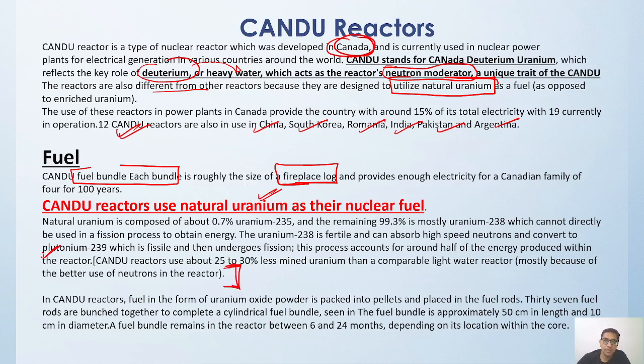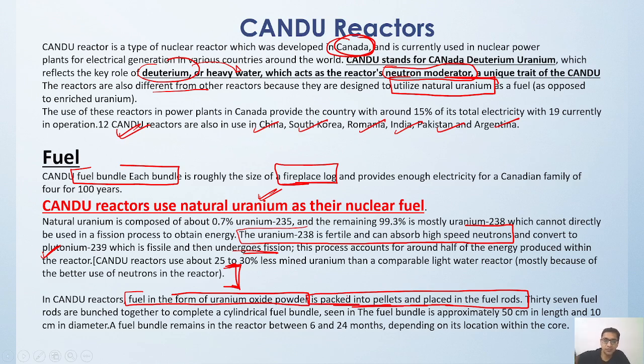In natural uranium we have U-238. U-238 is fertile and can absorb high speed neutrons and convert to plutonium, which is fissile and undergoes fission. So here we are utilizing natural uranium. The fuel will be in the form of uranium oxide powder. This powder is packed into pellets and placed into the fuel rods, and then these fuel rods are put into the cylindrical fuel bundle, which I have already told you about.